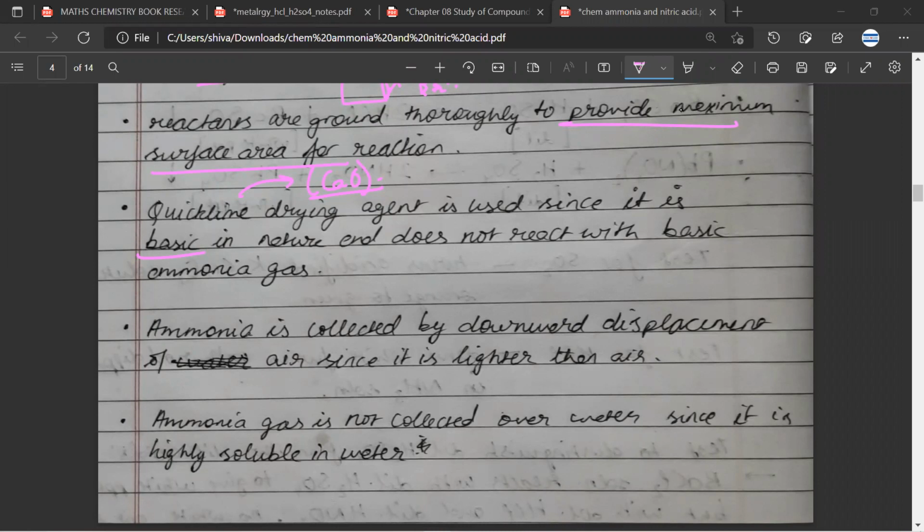So quicklime is used as the drying agent, and ammonia is collected by downward displacement of air since it is lighter than air. Ammonia gas is not collected over water since it is highly soluble in water. These are some properties that you have to remember. It is lighter than air and highly soluble in water, and they may ask you in the exam the mode of collection of ammonia. So you have to write that it is collected by downward displacement of air since it is lighter than air. You also have to mention the reason.